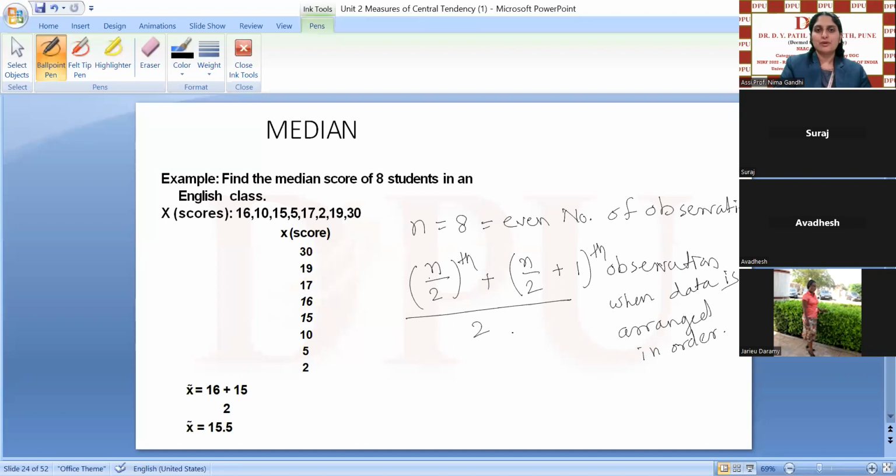So what is n by 2? N by 2 is 4 here. N by 2 is 4 plus 1 is 5th observation. So your 4th observation plus 5th observation divided by 2 is your median.